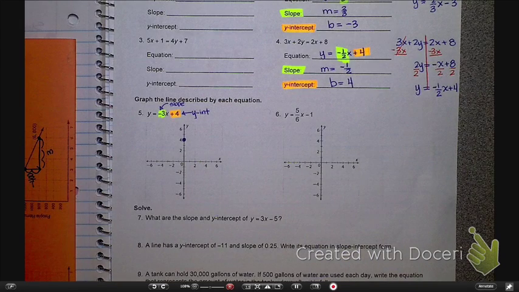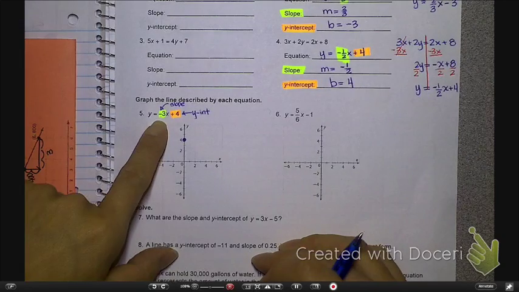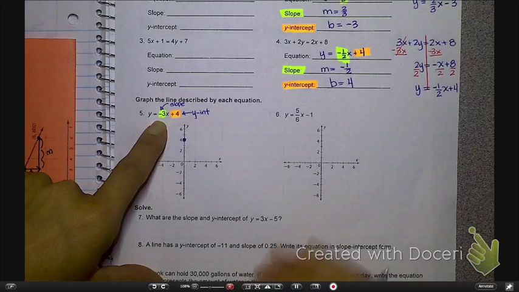I know there's a point there because that is where my line crosses the y-axis. That's why it's called the y-intercept. Okay, now, from that point, we're going to use this slope to help us find some more points on our line.